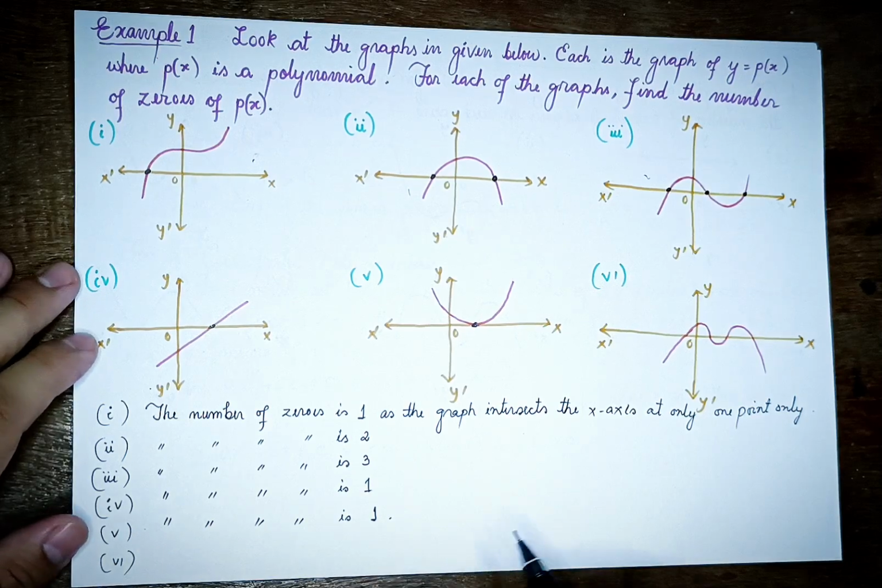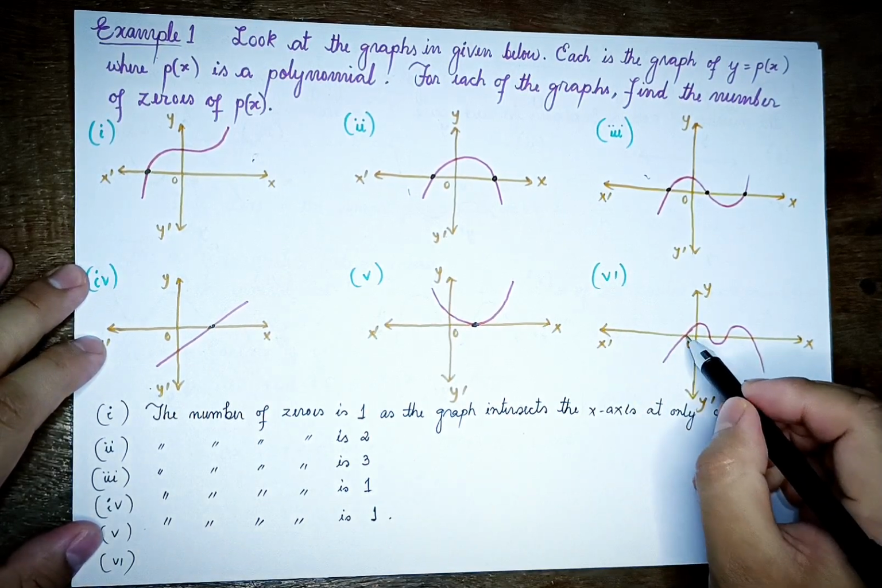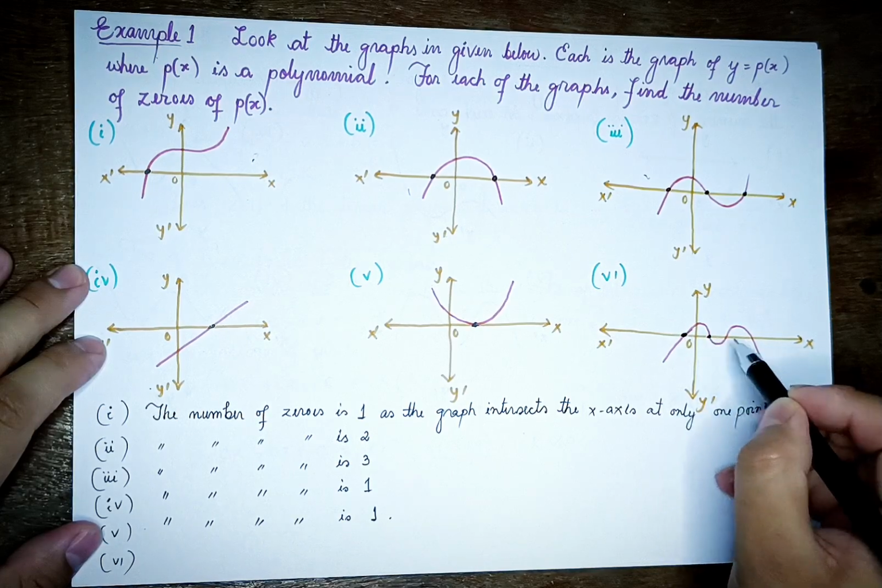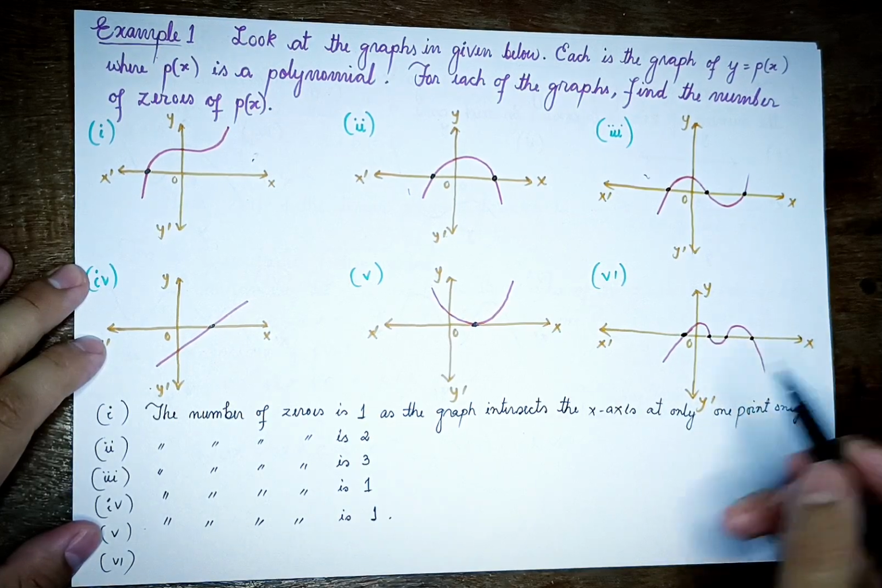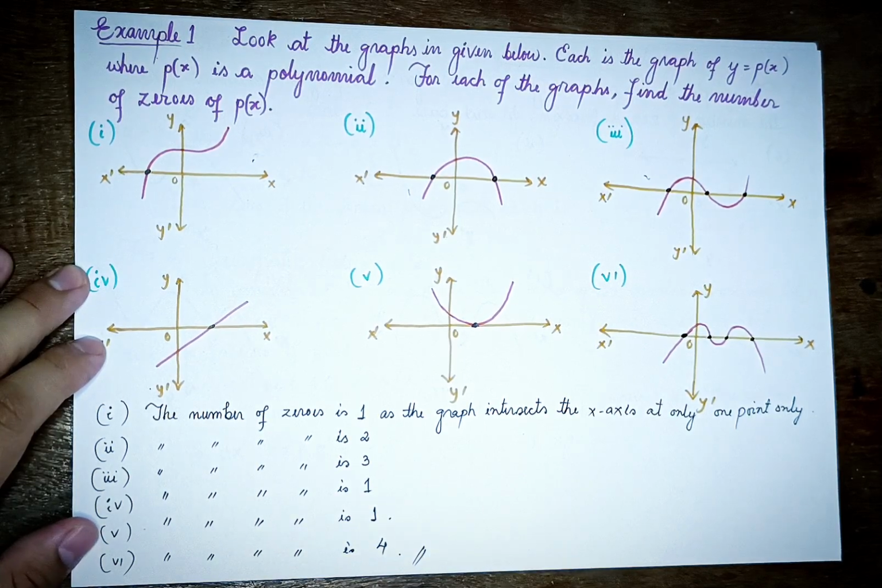Next is Roman number 6. This graph and the x-axis intersect at 1, 2, 3, 4 points. So the number of zeros is 4. Here we finish example number 1.